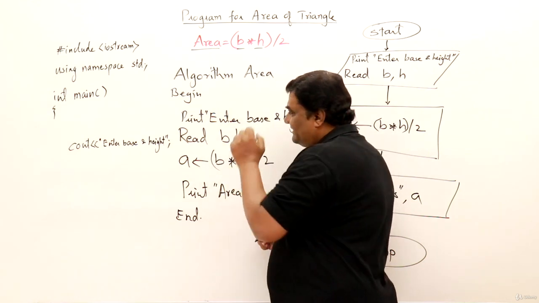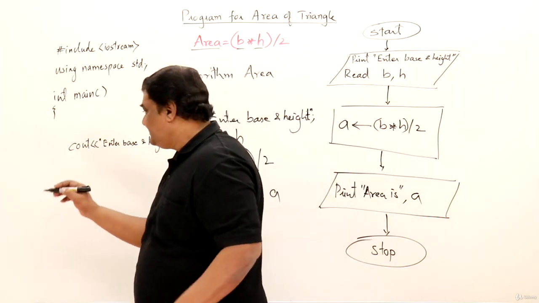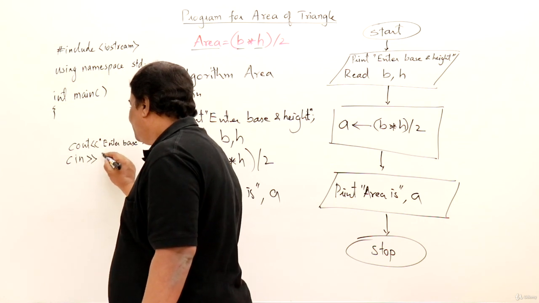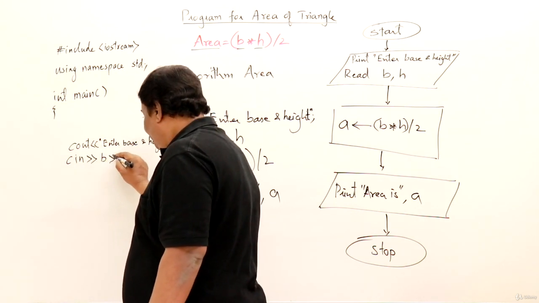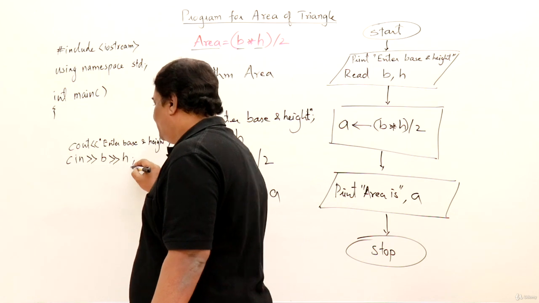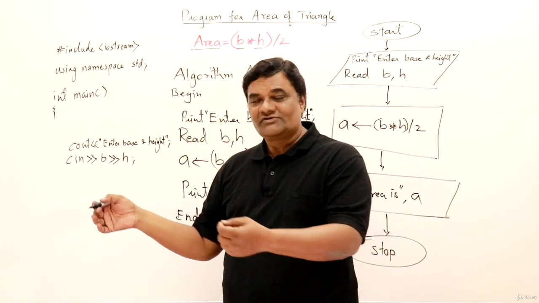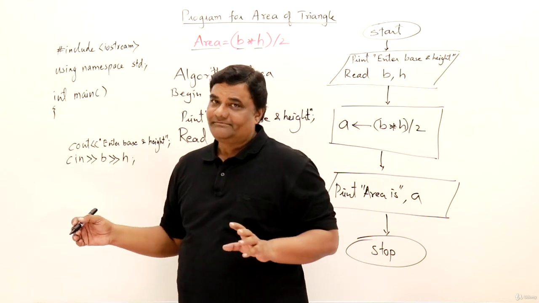Then read B and H. So for reading, cin is there. So I should write cin, then the extraction operator, then B. Then for another variable, again write the operator. So we cannot write a comma, don't get confused here. As many variables as you are reading, you should write all of them with the extraction operator.